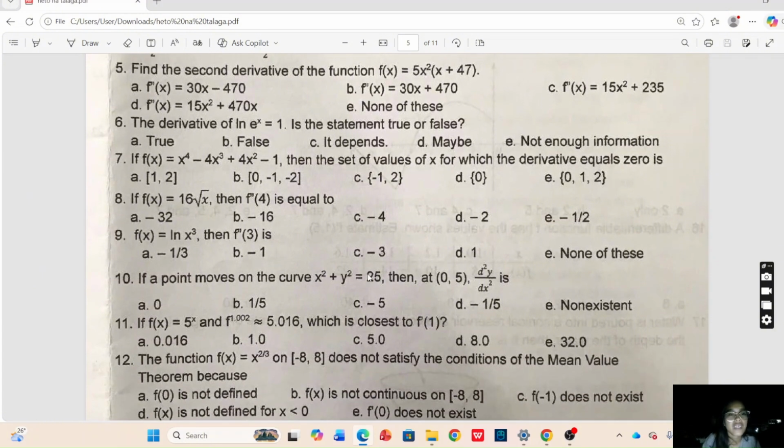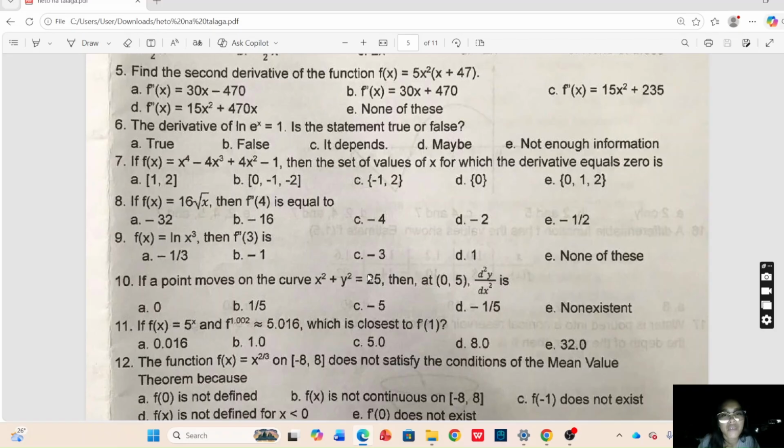The question states, find the second derivative of the function f of x is equal to 5x squared multiplied by the quantity of x plus 47. And the correct answer is letter B.